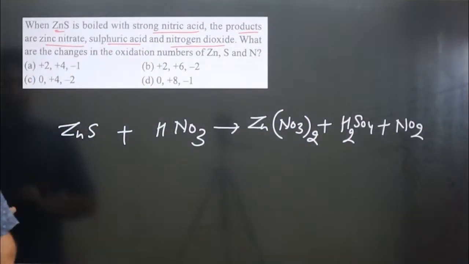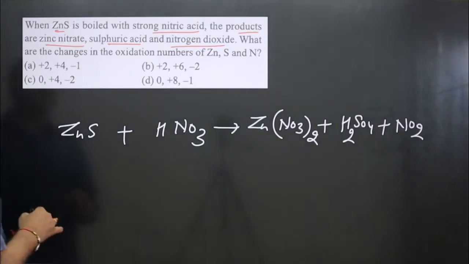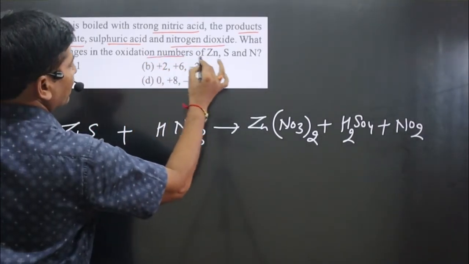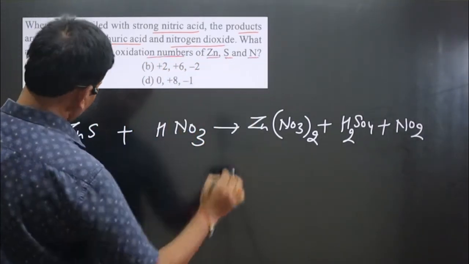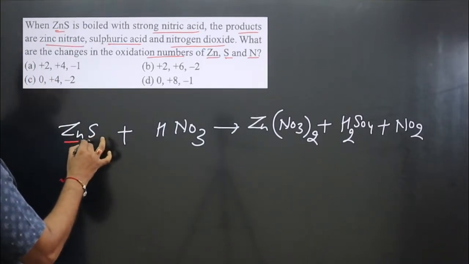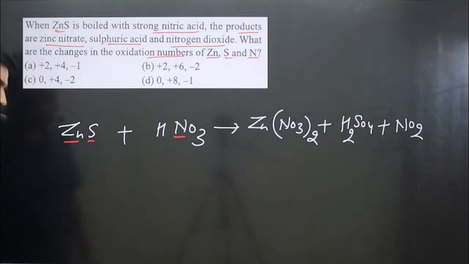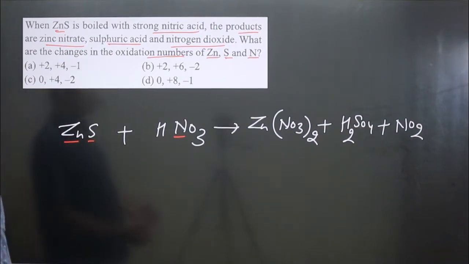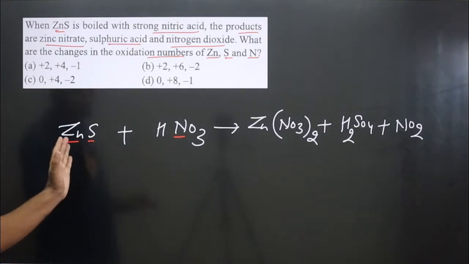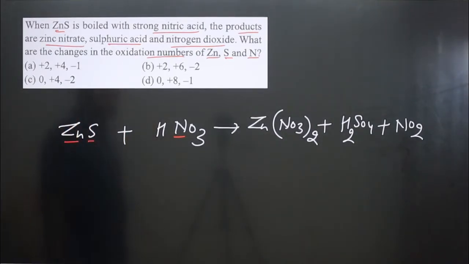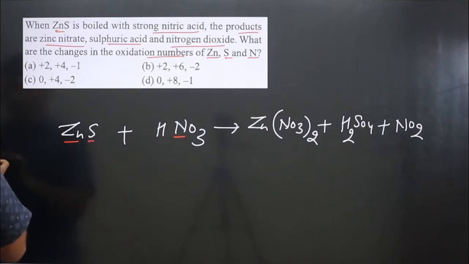It says, what are the changes in the oxidation number of zinc, sulfur and nitrogen? To find out the change in oxidation numbers, we can write down the oxidation number of elements, especially for zinc, sulfur and nitrogen, on both sides of the equation.